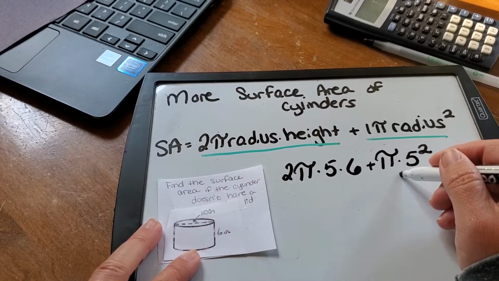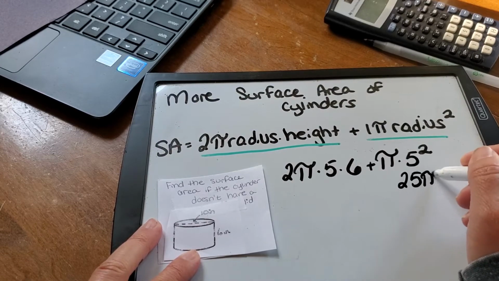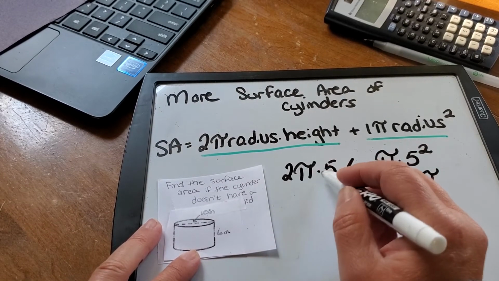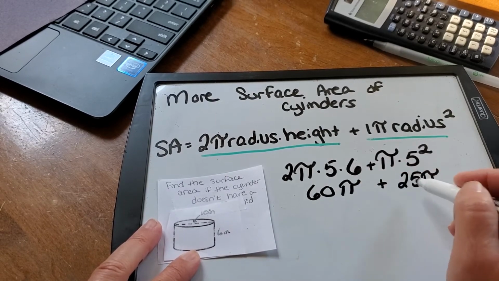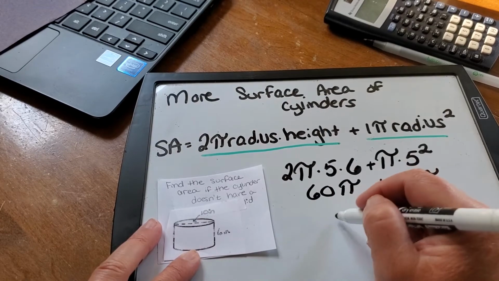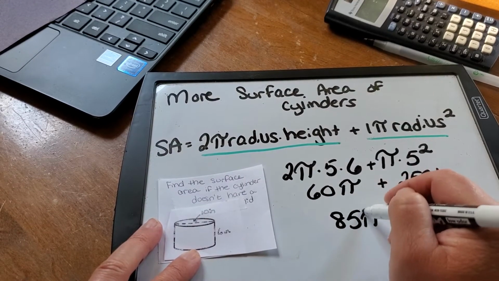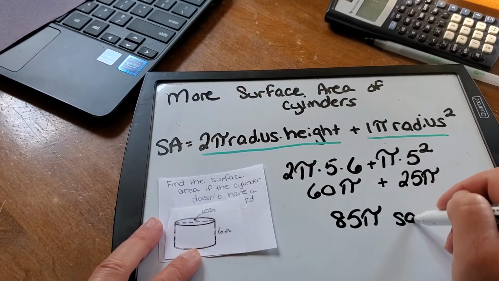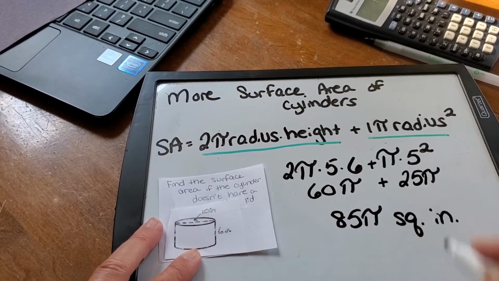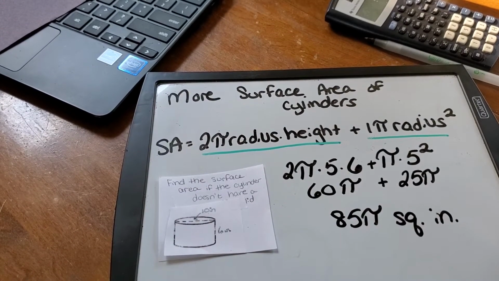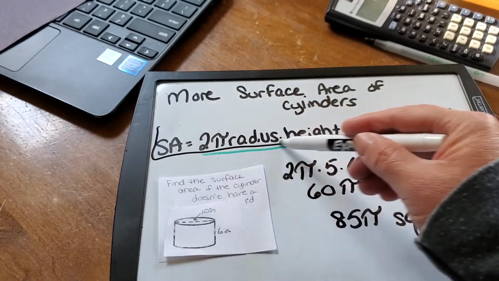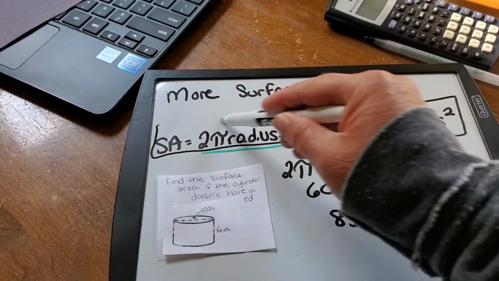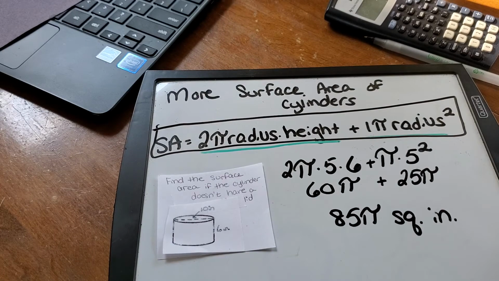Exponents first, so 5 squared is 25. So I'm going to call this 25 pi over here. Over here, 2 times 5 times 6 is 60 pi. So now I can just add my 60 pi plus my 25 pi, which is 85 pi. And then it's surface area, so it has a label of square inches. Okay, that's how you find the surface area of a cylinder if it does not have a lid. Maybe you want to write this down so you have it. This is only if it doesn't have a lid.